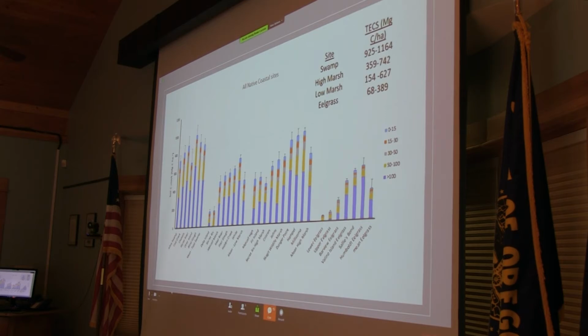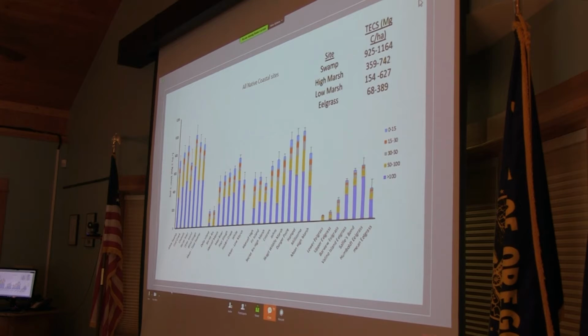Let me show you the data in another way, where I separate them out now. You can see the swamp data on the left, the 6 sites of tidal swamp, and then you'll see next the low marshes, followed by the third cluster, the high marshes, and finally the eelgrass, obviously lower, on the far right. We see the swamp, and it did surprise us, low ranges in total ecosystem carbon stocks.